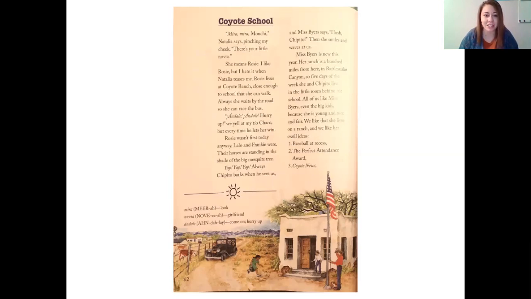Rosie wasn't first today anyway. Lalo and Frankie were. Their horses are standing in the shade of the big mesquite tree. Yap, yap, yap. Always Chapito barks when he sees us, and Miss Byers says, Hush, Chapito. Then she smiles and waves at us. Miss Byers is new this year. Her ranch is 100 miles from here in Rattlesnake Canyon, so 5 days of the week she and Chapito live in the little room behind the school. All of us like Miss Byers, even the big kids, because she is young and nice and fair.